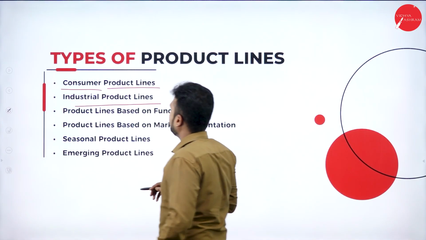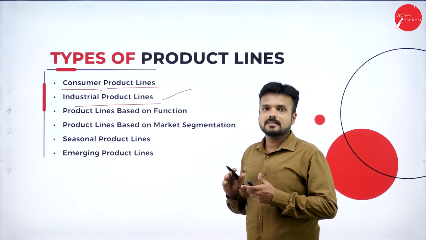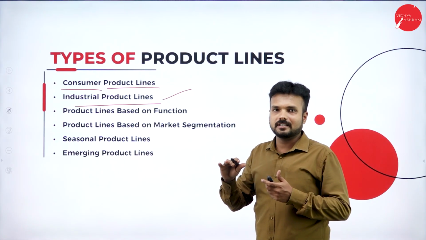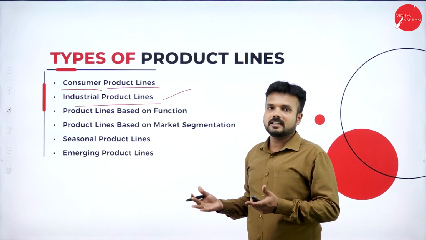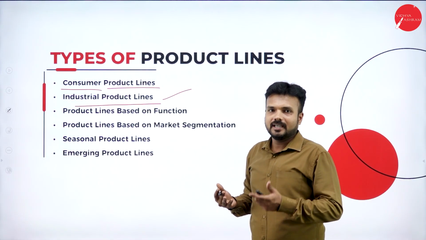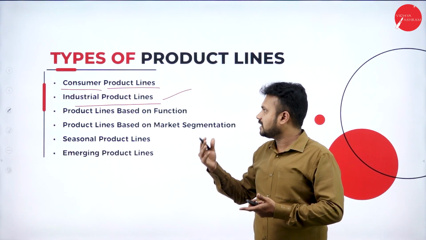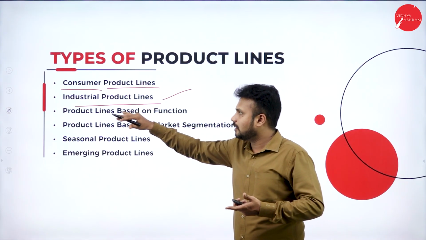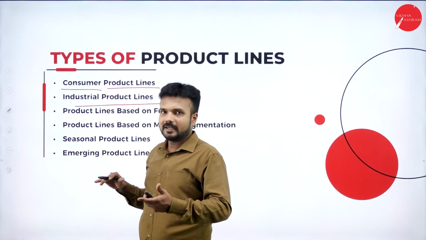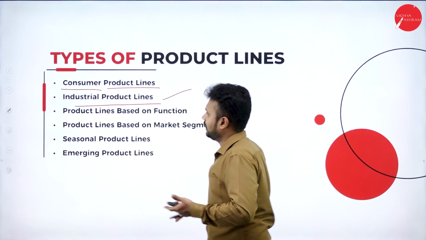Industrial product lines. These are product lines that are purchased by industries. Industries are the target customers of this product line. What does an industry purchase? What is the function of an industry? It is the conversion of raw materials into finished products. The goods being brought into the industry are raw materials. The product purchased by industries as raw materials, we call an industrial product line.